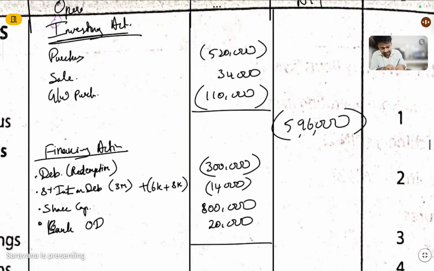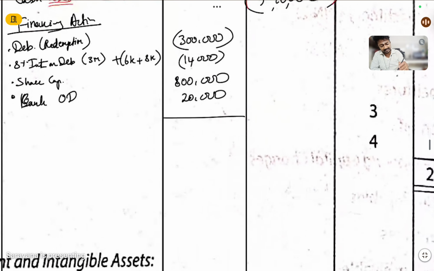What sentence should you write here? Cash used in investment activity. If the answer comes in negative, what should you do? Cash used. The answer is positive, right? Cash flow from financing activity.